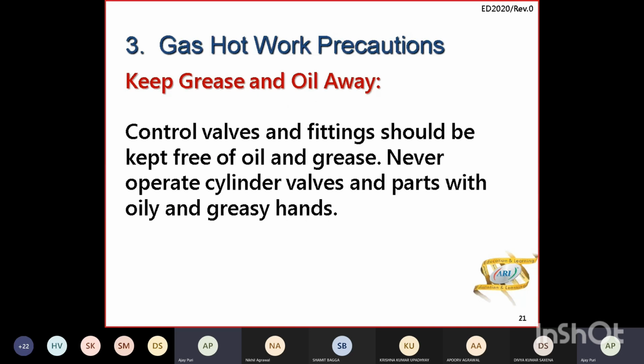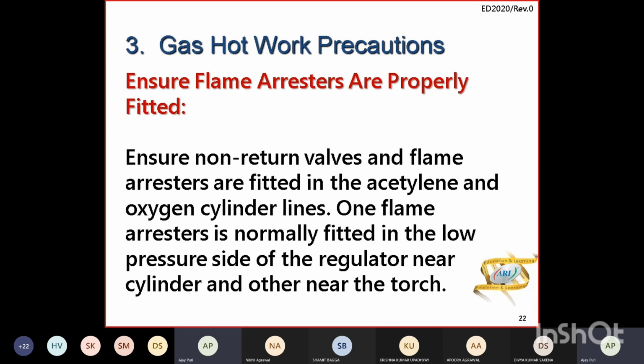So you have to keep the grease and oil away. The control valves and fittings should be free of grease and oil. And never operate cylinder valves and the parts with greasy hands.